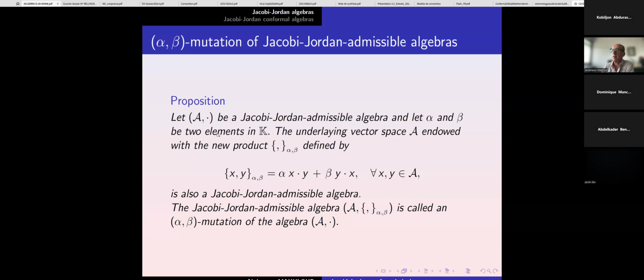If we start with a Jacobi-Jordan admissible algebra and alpha, beta two scalars in K, then you can define the new product in this way, which is a bracket here, which is some weighted anti-commutator by alpha beta. Then this new bracket defines a new Jacobi-Jordan admissible algebra, which we call the alpha beta mutation of the previous Jacobi-Jordan admissible algebra.